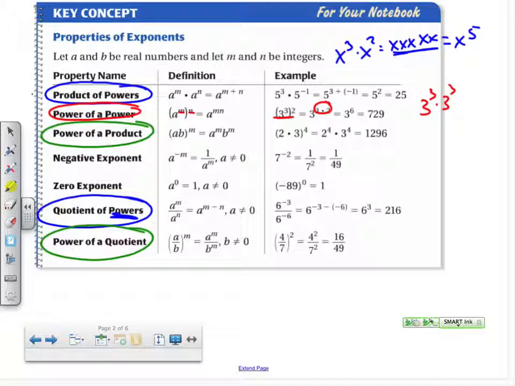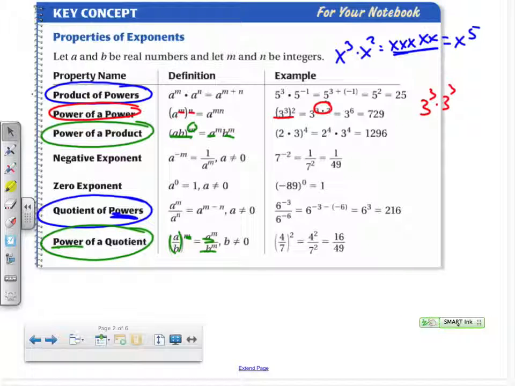Power of a product, anytime you have a multiplication problem with an exponent on there, you're going to take the exponent, you're going to apply it to all the bases. Same thing with the division. If you have a division problem to an exponent, you take the exponent and apply it to all the bases.